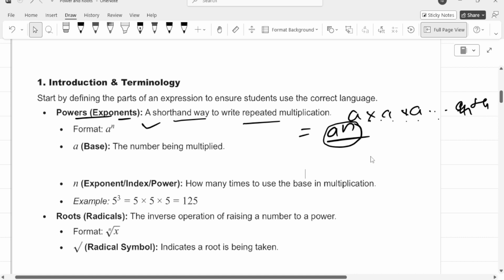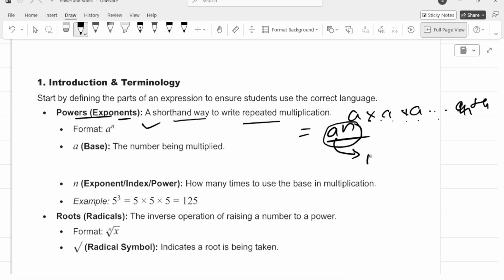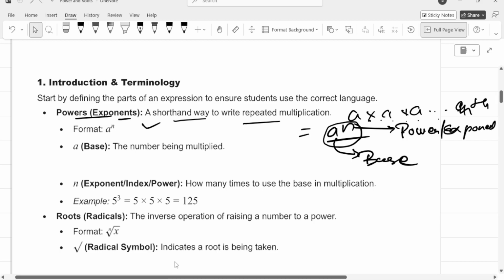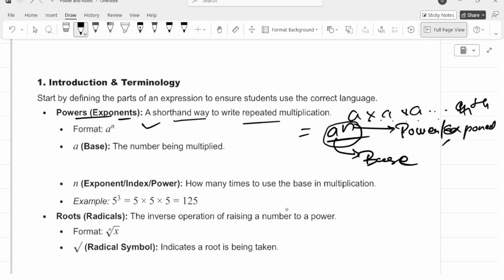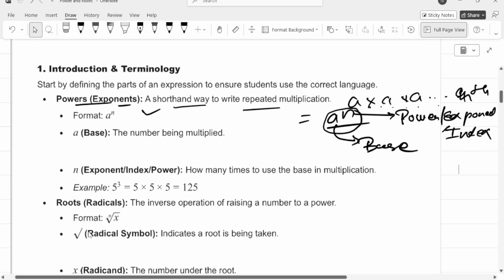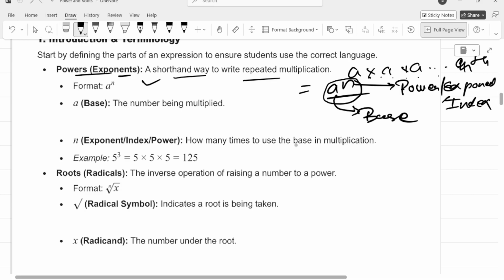Here a is the base and n is the power, or exponent. Another name is exponent, and sometimes we also say index. Here the base is the number being multiplied, and n is the exponent, index, or power. It tells how many times to use the base in multiplication.